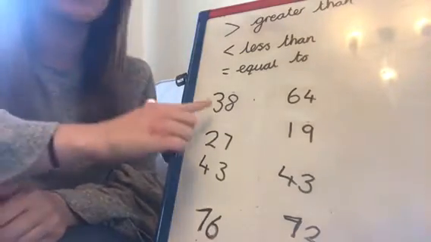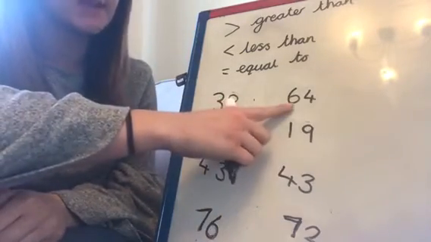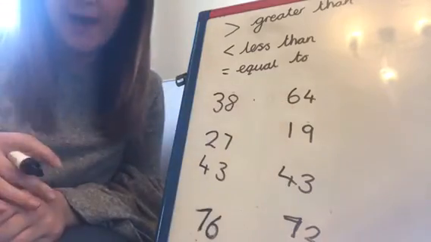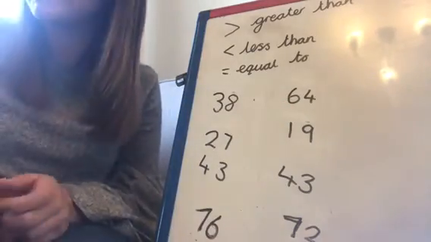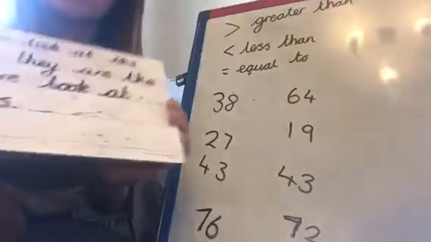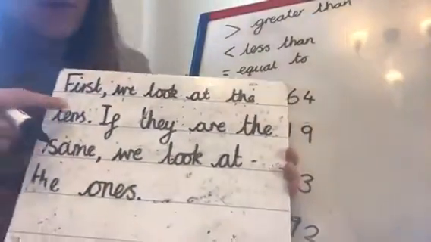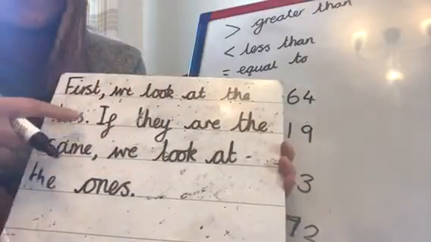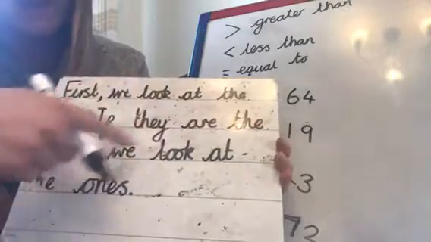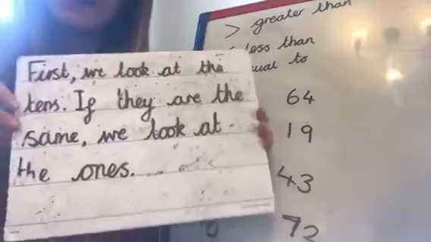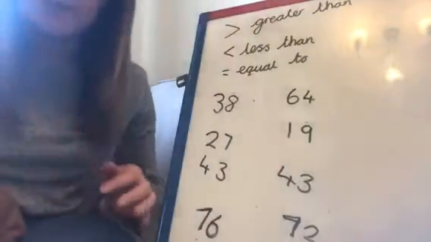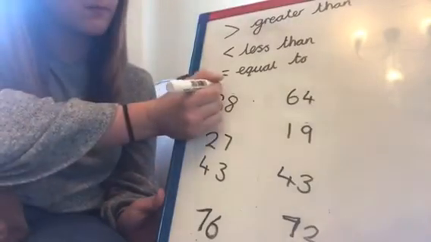So here we have got two numbers. We've got 38 and 64. Now when we compare numbers, we say our special STEM sentence to help us remember what to do. And it is, first we look at the tens. If the tens are the same, we look at the ones. So that is exactly what I'm going to do. Now I'm going to label my numbers to help me do this.